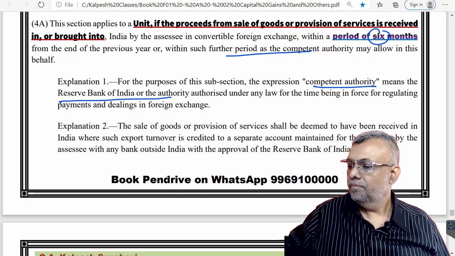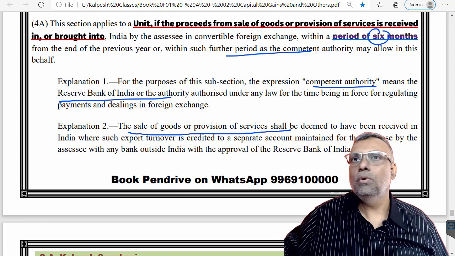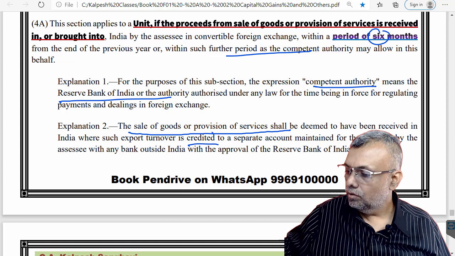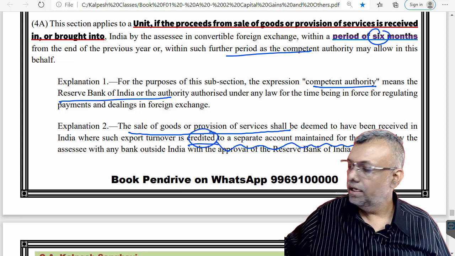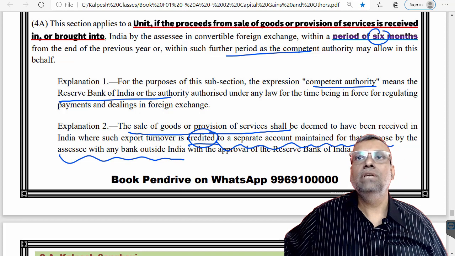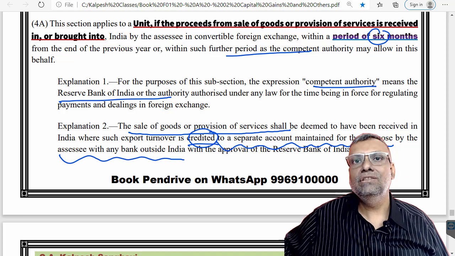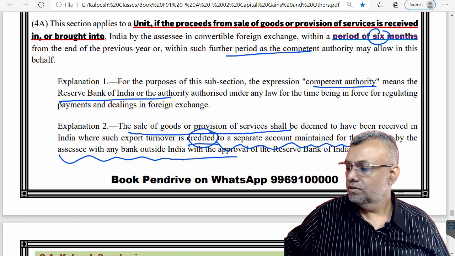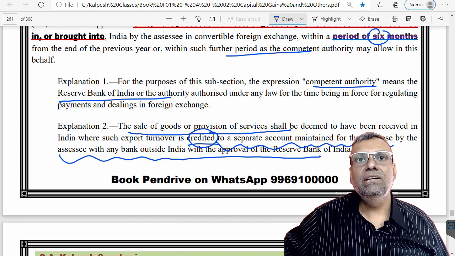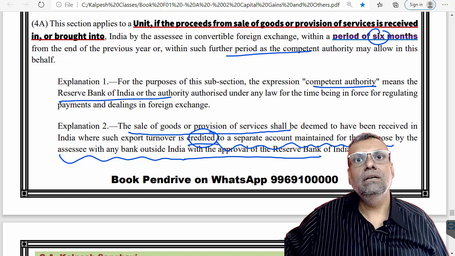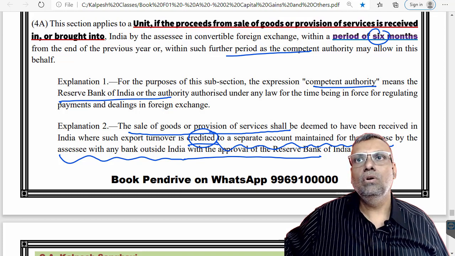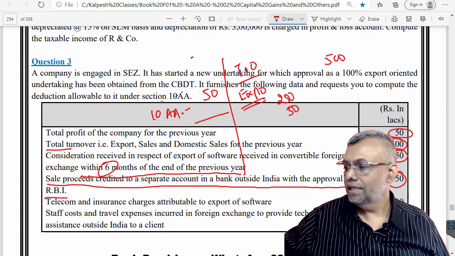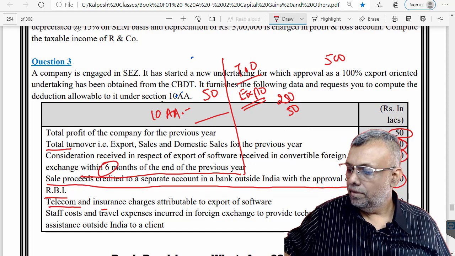And if there is any sale of goods, provision of services, etc., and it is credited to a separate account maintained for such purpose outside India, so basically it is a foreign exchange credit outside India but with respect to the approved account, that is also regarded as a part of the export turnover, as per the permission given by the Reserve Bank of India.